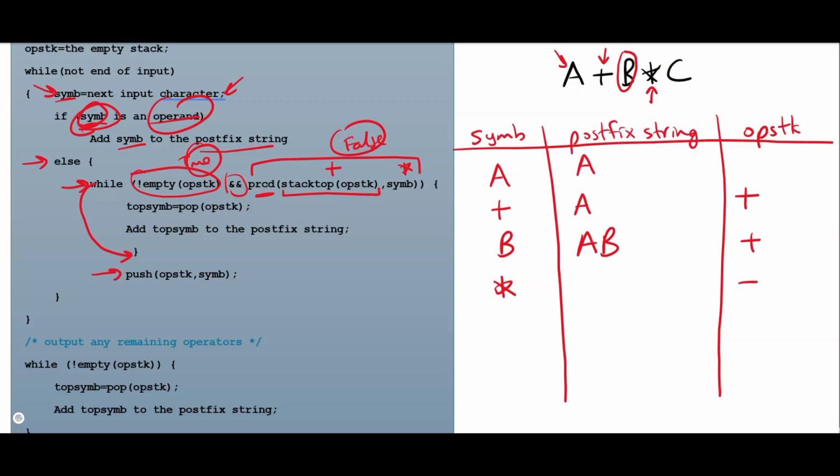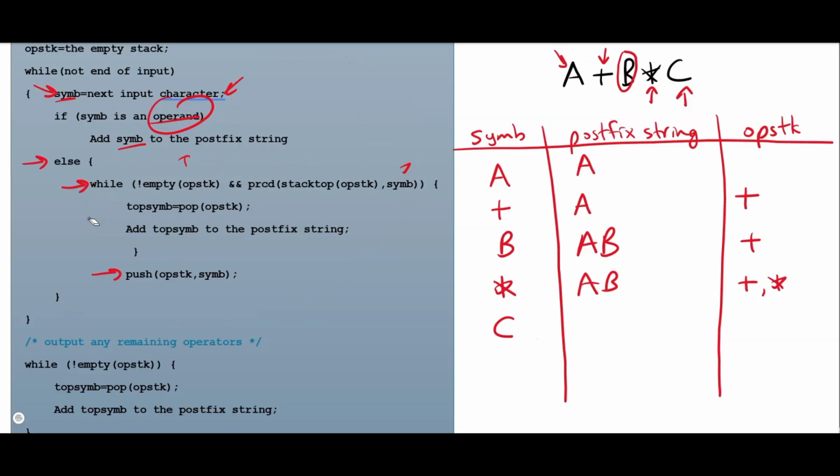So plus and multiplication in the stack, and here I have AB. Then go back. Next loop cycle, read the next character. It is C. Okay, I'm checking it. Symbol is an operand? Yes, true. Add the symbol to postfix. So A, B, C. Okay, my stack is the same.